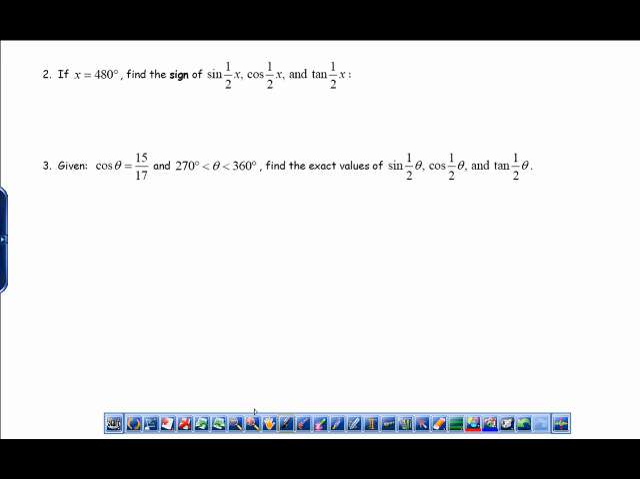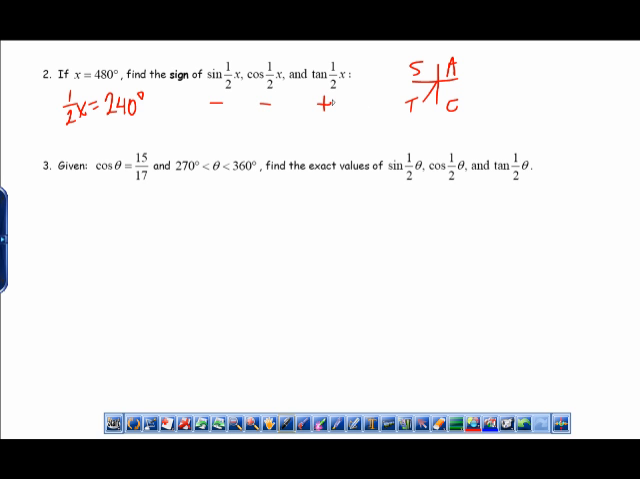So this says if x is 480 degrees, find the sine. Well, what is 1/2 x? Just take 1/2 of 480. That's 240. And if we draw 240, it's in the third quadrant. All students take calculus. So tangent is positive in this quadrant, but sine and cosine are negative. So it's that simple.